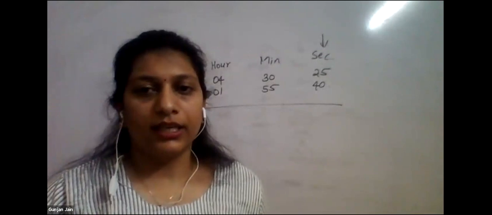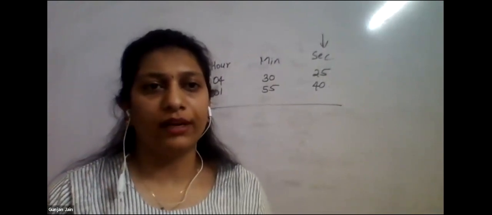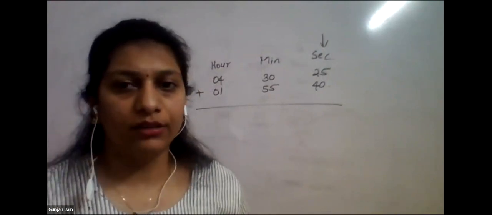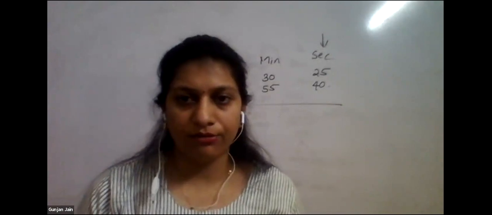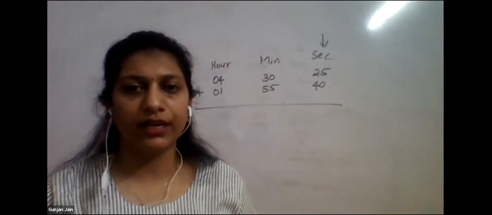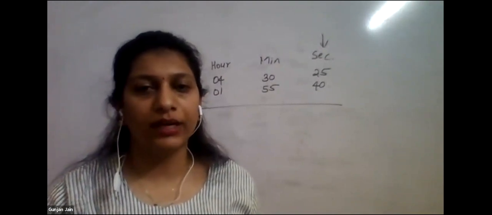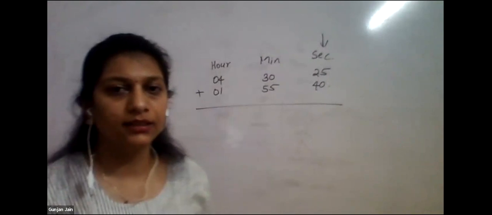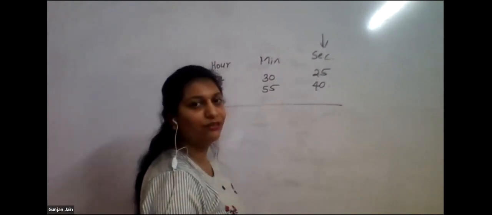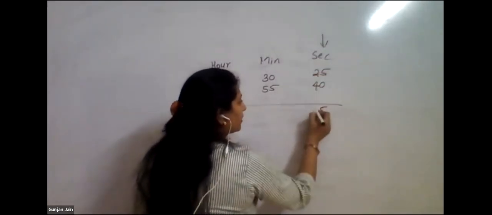No, 60 is not correct. 40 plus 25. What is 40 plus 25? 65. Umang, 65 or 75? 25 plus 40 is 65. Umang, not 55. 5 plus 0 is 5. 2 plus 4 is 6.